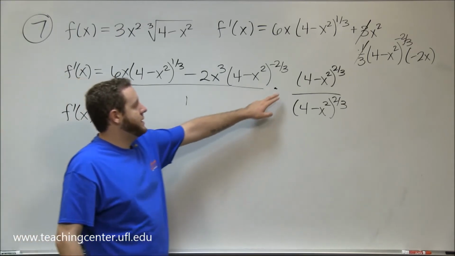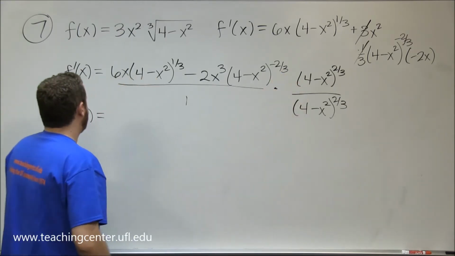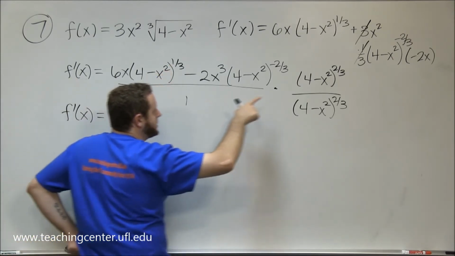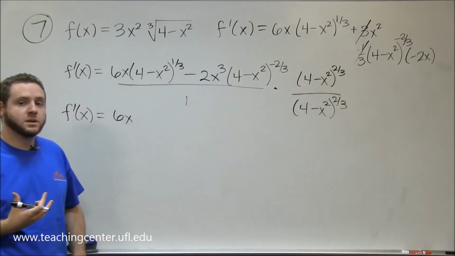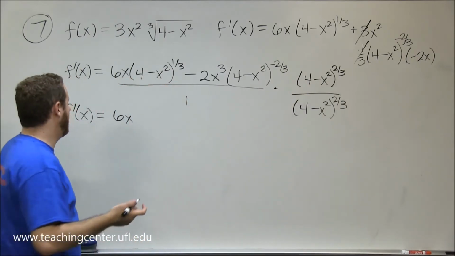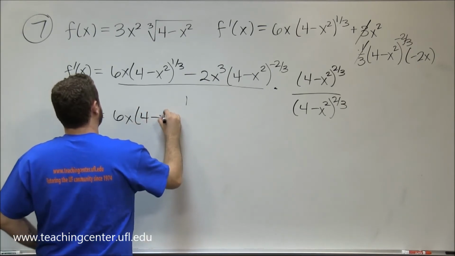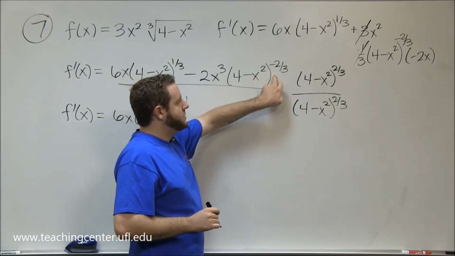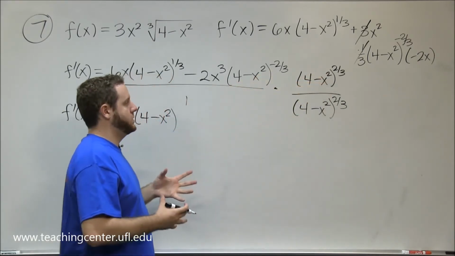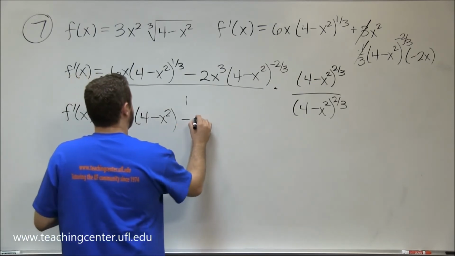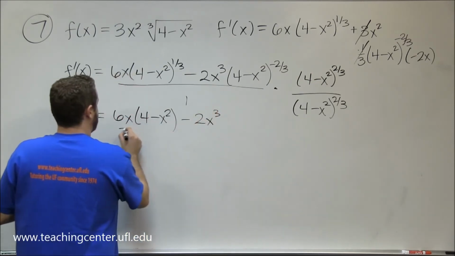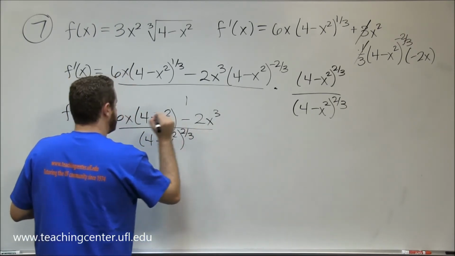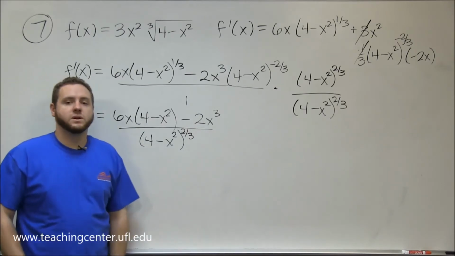So if we multiply 4 minus x squared to the 2/3 times top and bottom, our first term would be 6x times 4 minus x squared to the 1/3, and we're multiplying by 4 minus x squared to the 2/3. We would just add those powers, and they would become 1, so we just get 4 minus x squared. On the second term, 4 minus x squared to the negative 2/3 and 4 minus x squared to the 2/3 multiplied together become 1, so we just have minus 2x cubed. And our denominator now is 4 minus x squared to the 2/3. You can see this did a lot of simplification for us in one step.